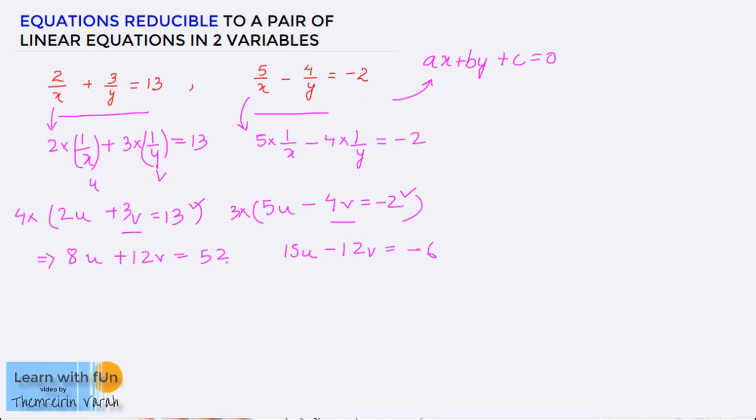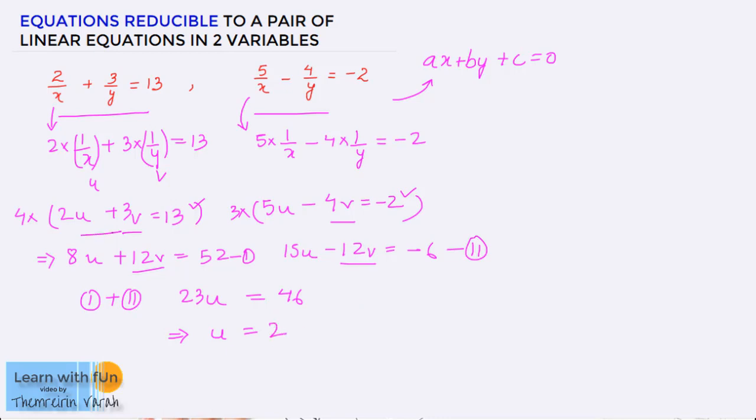To eliminate the v term, add the first equation and the second equation. Then we get 8 plus 15u, 8 plus 15 is 23u. 12v minus 12v was 0, and on the right, 52 minus 6 is 46. This implies that u equals 46 by 23, which is 2.